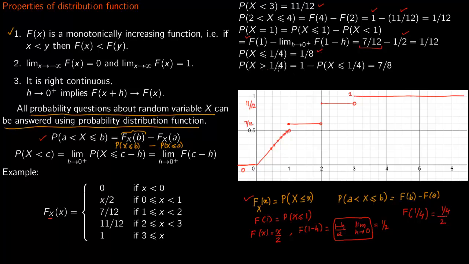Probability that x is greater than 1 by 4. That is nothing but the complement of the set where x is less than or equal to 1 by 4. So if x is not less than or equal to 1 by 4, it has to be greater than 1 by 4. So this will be 1 minus probability of x less than or equal to 1 by 4, which is 1 minus 1 by 8, which gives you 7 by 8.